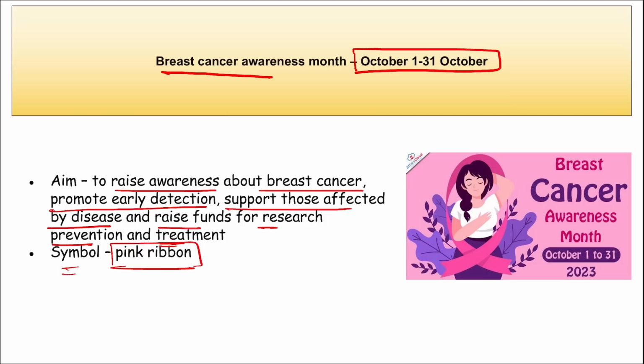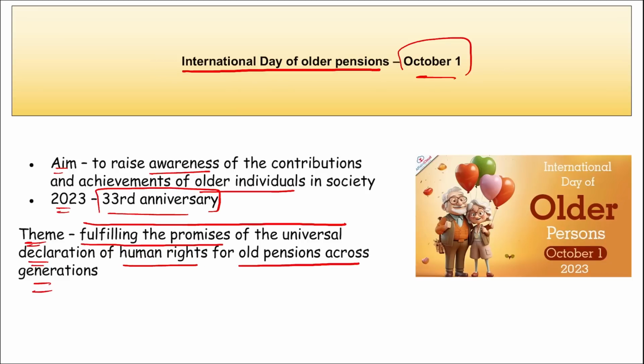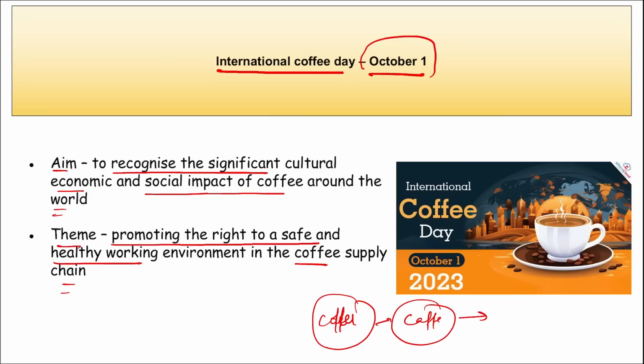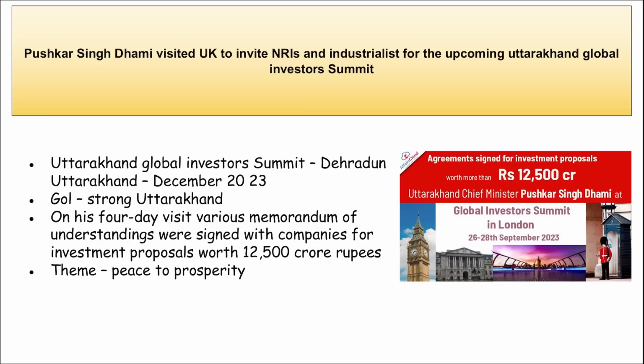Breast Cancer Awareness Month from 1st to 31st of October. Gunners Day observed on 28th of September. Then International Day of Older Persons on 1st October. International Coffee Day on 1st October, World Vegetarian Day on 1st October, right? So these were your important days.